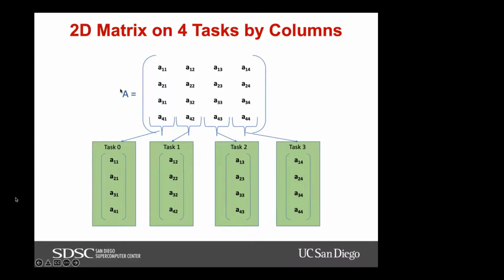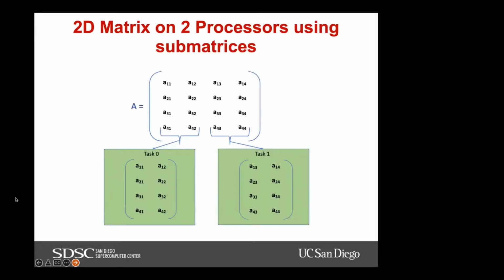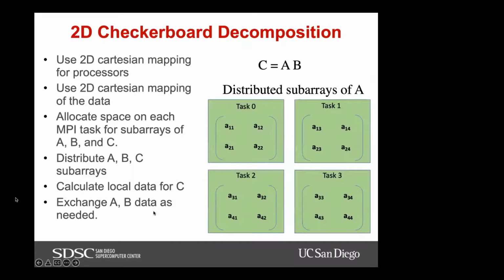So yeah, going back to the decomposition, here we just have a 2D matrix, and say you're doing it with 4 tasks. One thing you could do is just do it column-wise, right? Column 1 goes into task 0, column 2 goes into task 1, and so on. That's one way of decomposing it. There's also another way: if you have only 2 tasks, then you do submatrices, right? So you take the first 2 columns and stick them in task 0 and the second set into task 1. But usually you will have a much bigger matrix, and you might be doing a 2D decomposition.